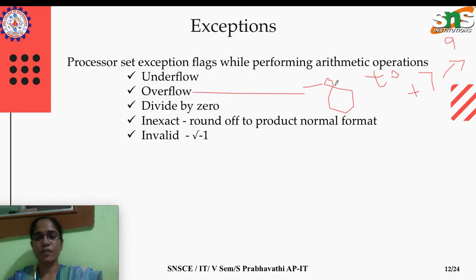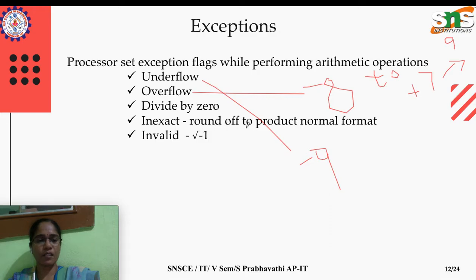Underflow means, in 4-bit representation I could represent only from -8, -7, -6 up to +7. What happens if my calculation comes to something like -9 or -10? I cannot store this value in the 4-bit representation, so the register won't allow it. This concept is said to be underflow. And divide by 0: while doing the calculation, if I have something divided by 0, that's an exception. And inexact is also there.